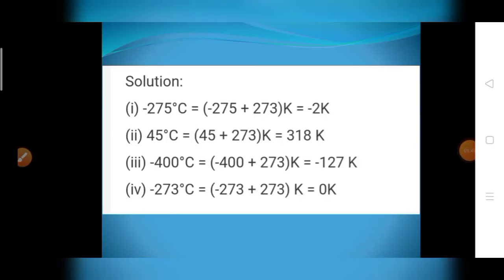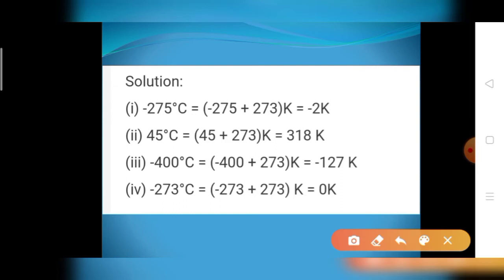The solutions: for the first subdivision, minus 275 degrees is equal to minus 2 K. The second subdivision, 45 degrees, is 318 K. Third subdivision, the answer is minus 127 K. Fourth subdivision, the answer is 0 Kelvin.